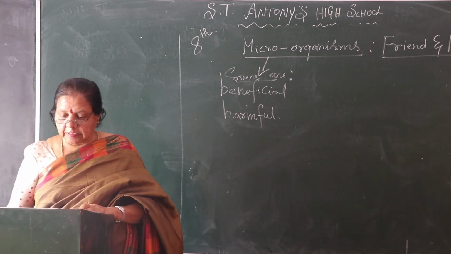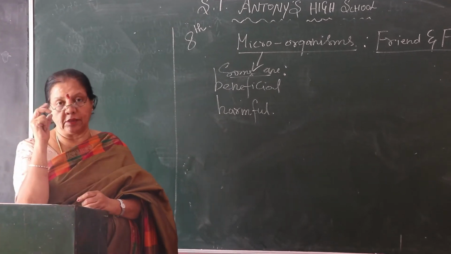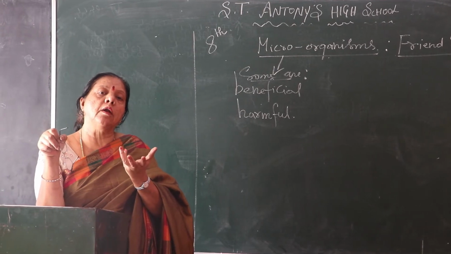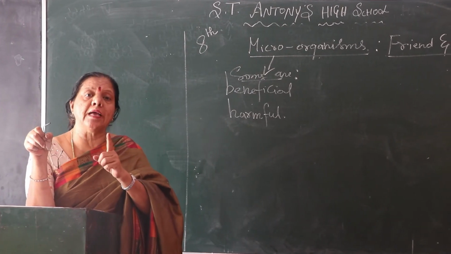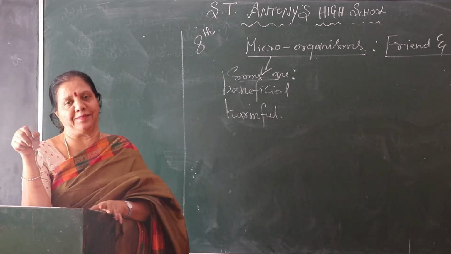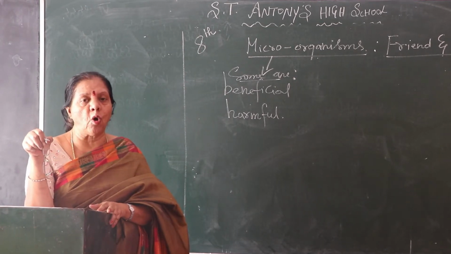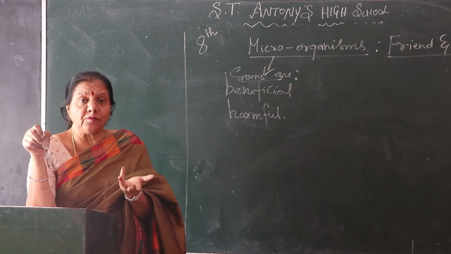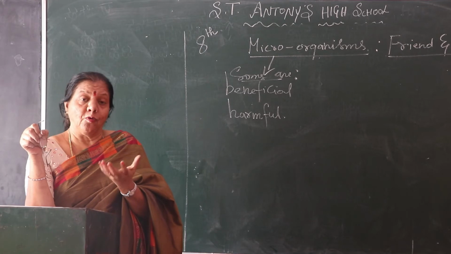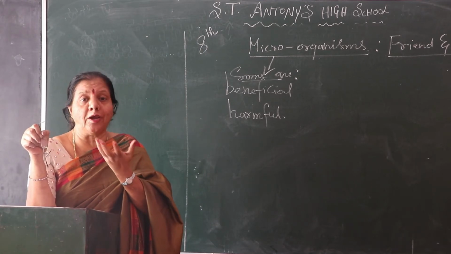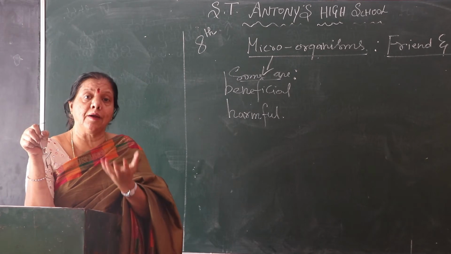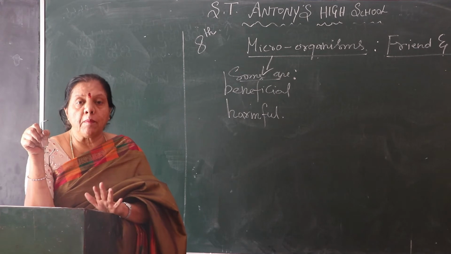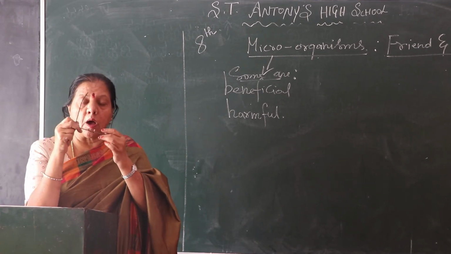So there are different types of microorganisms. Those microorganisms which are beneficial, we call them friendly microorganisms. What do we call beneficial microorganisms? Friendly microorganisms. They are such a friend for us. See, curd. It is very good. We are eating it, so we enjoy it, enjoying eating with the rice and with other things. It is a friend of ours. That is why we call them friendly microorganisms.